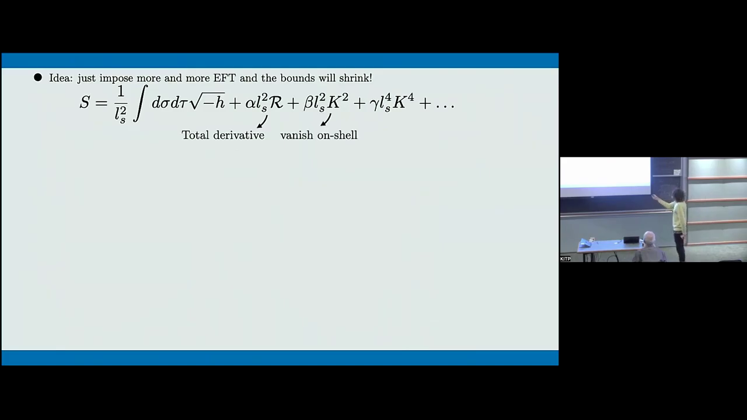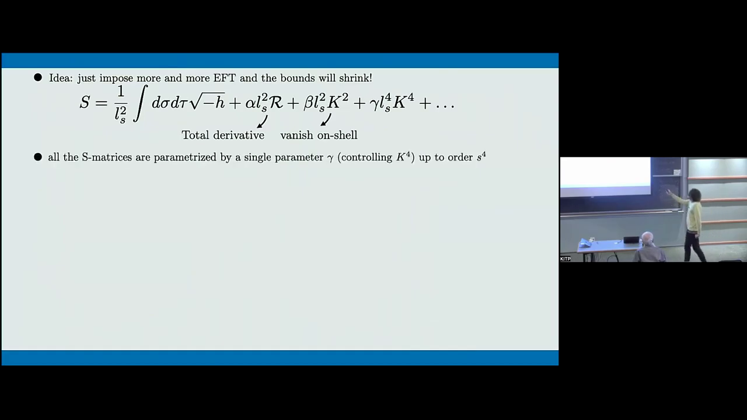Now, it turns out that the first two, one is a total derivative, the other vanishes on shell, and so they don't contribute to scattering amplitudes. So the leading correction to the previous prediction is that the symmetries are all parameterized by a single parameter gamma, controlling k to the 4 up to order s to the 4. For example, the 2 to 2 S-matrix is given by this expression up to this order.